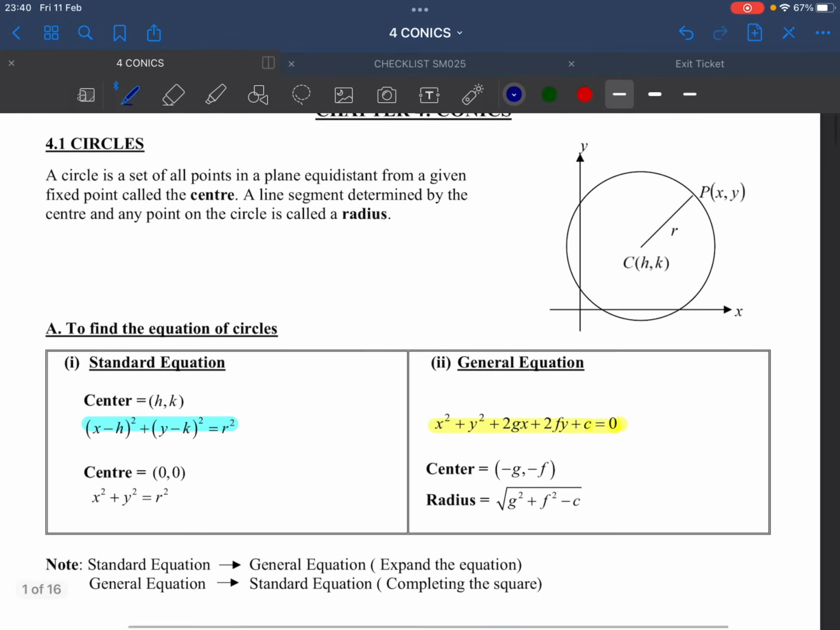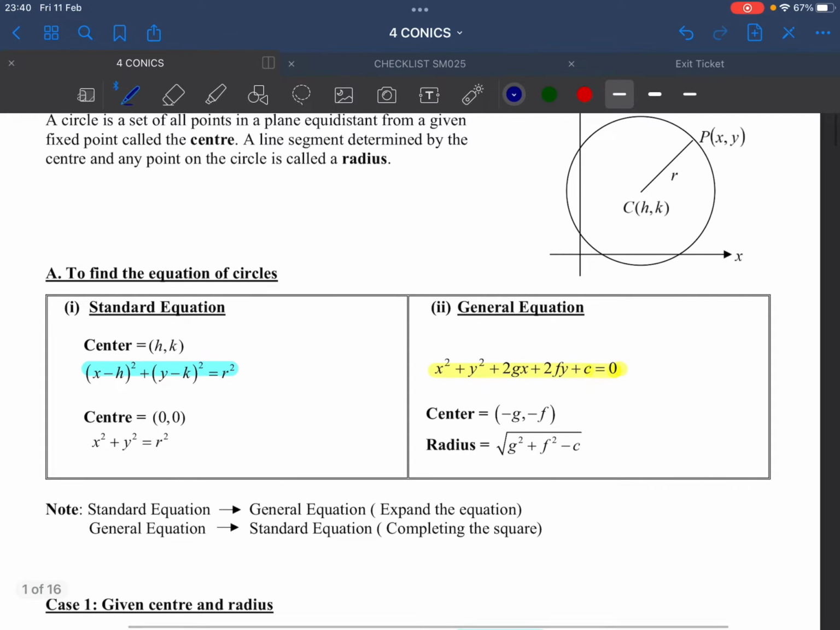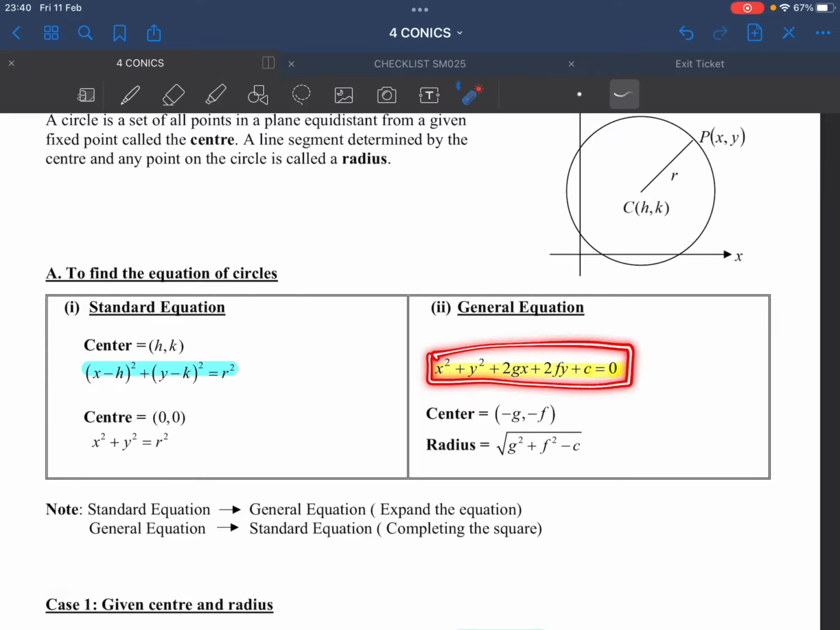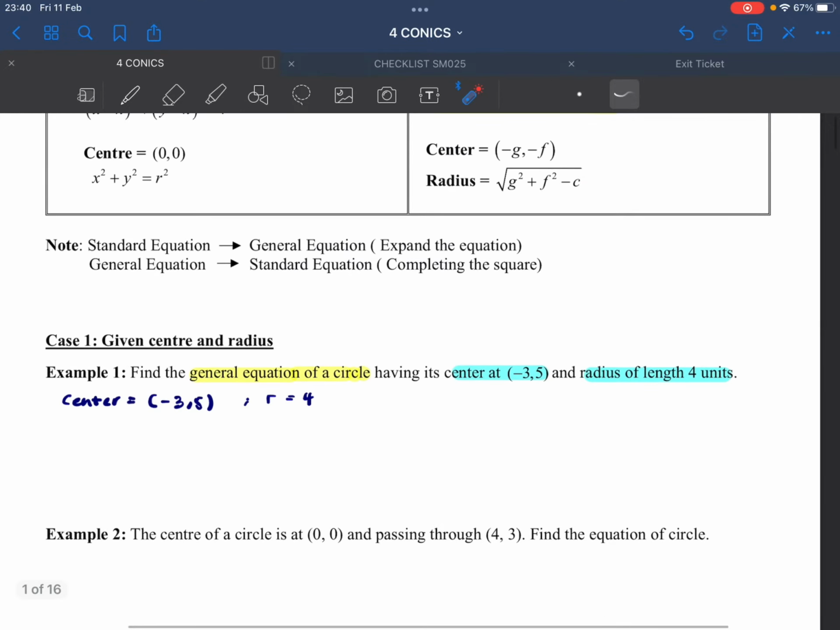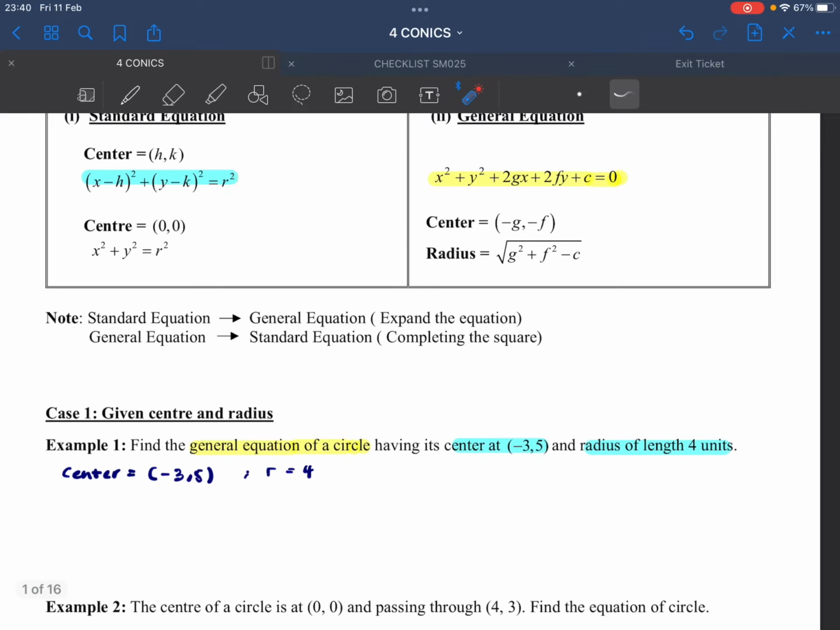There are 2 ways you can do this. Here we have the center and we have the radius, but if you want to use the general equation, you have to find your c by using this formula. Let's make our life easy. Let's do the standard equation, then we are going to expand to find the general equation. We are going to substitute our center into this equation. This is going to be your h and this is going to be your k.